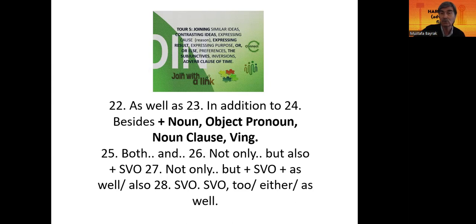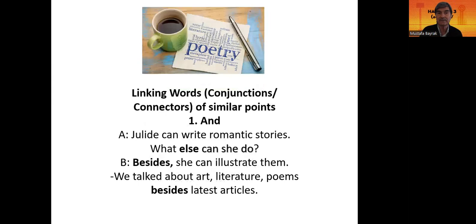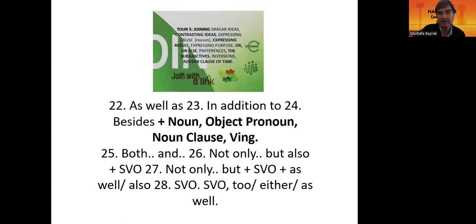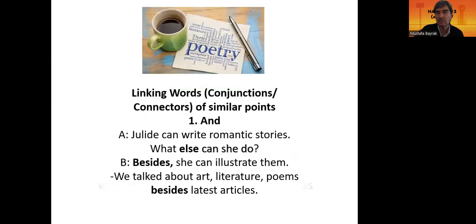These are also used to express similar ideas. Now linking words, how many were they? They were 28. Yes, about 30. Now linking words or conjunctions, connectors of similar points. Number 1, "and". Jude can write romantic stories. What else can she do? Besides, she can illustrate them.